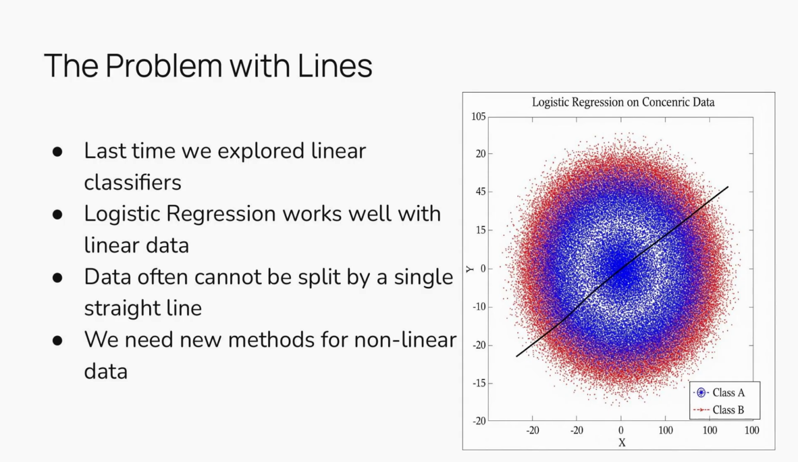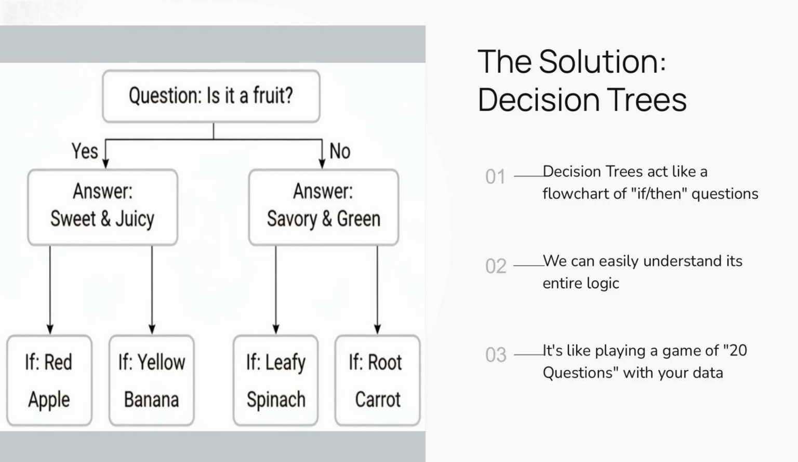Look at this. Here we have class A inside class B. How can a straight line ever separate these? It's impossible. Logistic regression will fail completely on this problem. We need a new kind of model, one that doesn't think in straight lines. For this, we turn to one of the most intuitive models in all of machine learning, the decision tree.